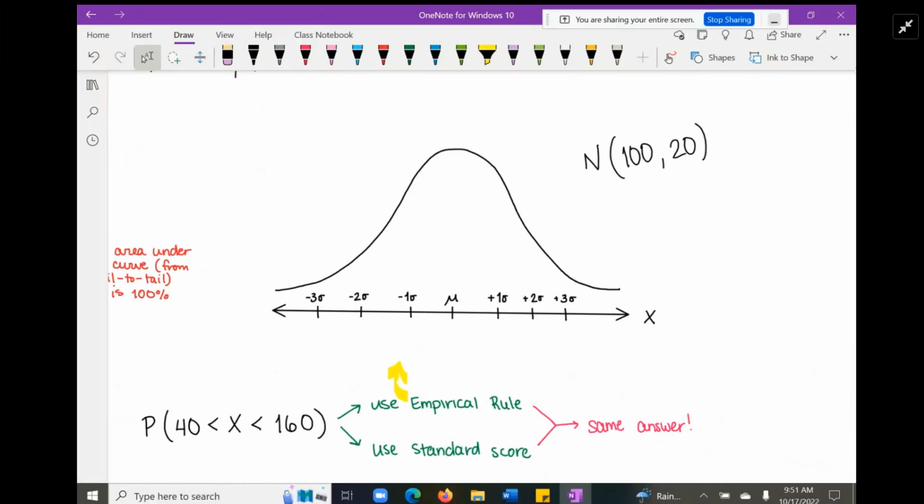But if you're interested, or if you have been covering the standard score, please continue on through this video so you can see what it looks like as it relates to this problem and how we get the same exact answer regardless of which path you take, because it's the same thing, okay?